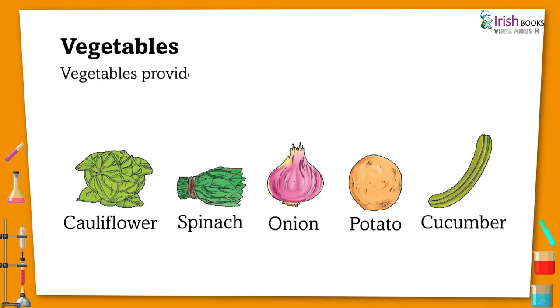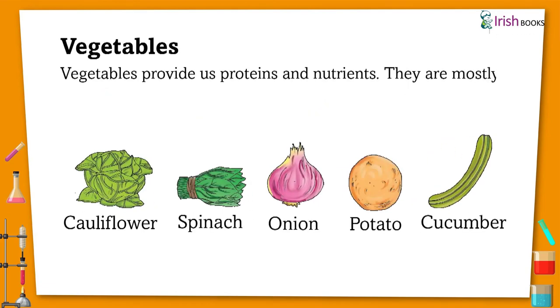Vegetables. Vegetables provide us protein and nutrients. They are mostly served after cooked well, like cauliflower, spinach, onion, potato, cucumber.